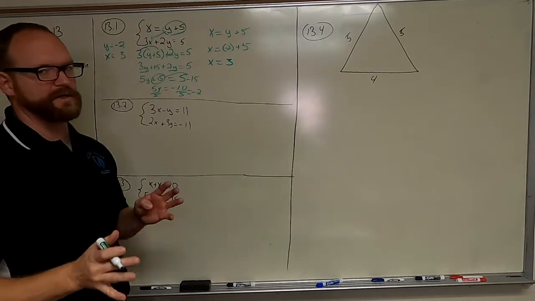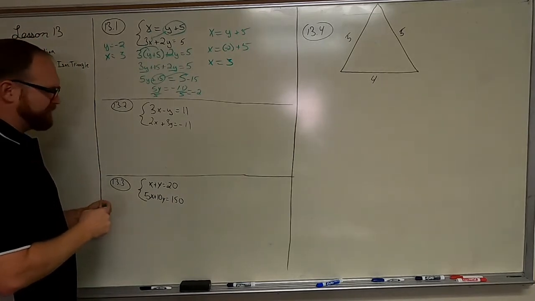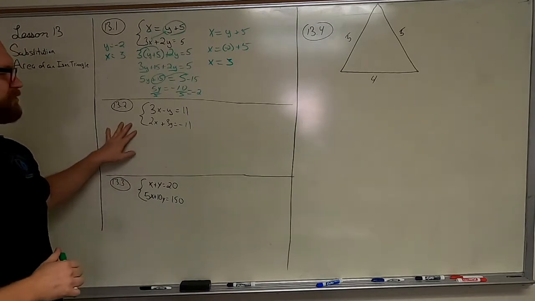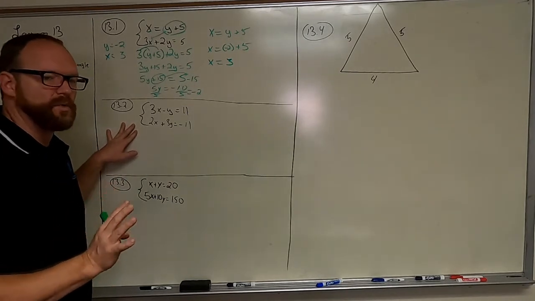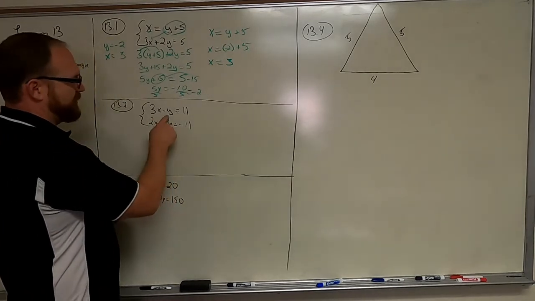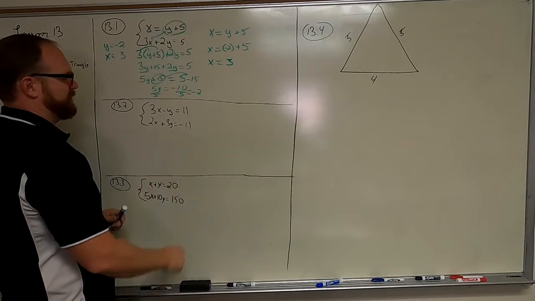Does that make sense? Hopefully it does. We'll give a couple more problems here that are basically the same thing, but 13.2 is going to require us to do a little more work, and we'll see what we mean. So we have 3x minus y equals 11. We have 2x plus 3y equals negative 11.